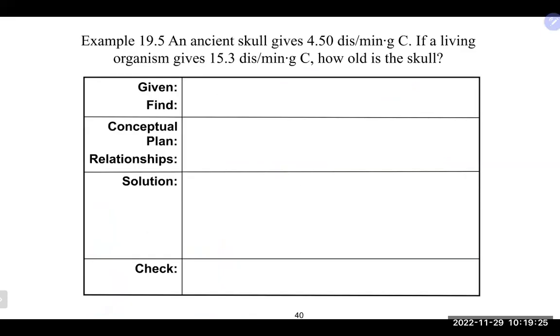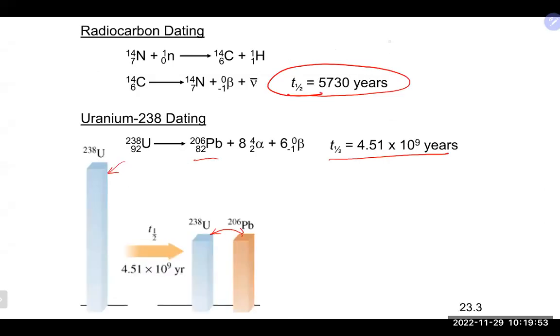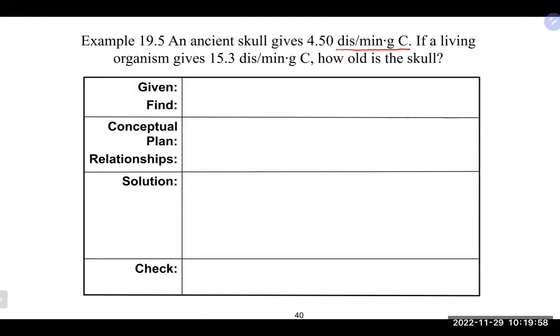So if we look at a problem like this, an ancient skull gives 4.5 disintegrations per minute per gram of carbon. So that is what that whole thing is right there. That is disintegrations per minute per gram of carbon. That is not Celsius. That is actually per gram of carbon. It's basically a rate of radioactive decay. The importance of that is it tells us it's carbon, which means we would want to use the half-life for carbon here for doing some type of dating. So that would be 5730.